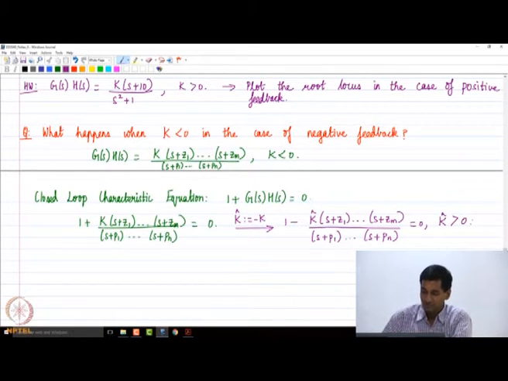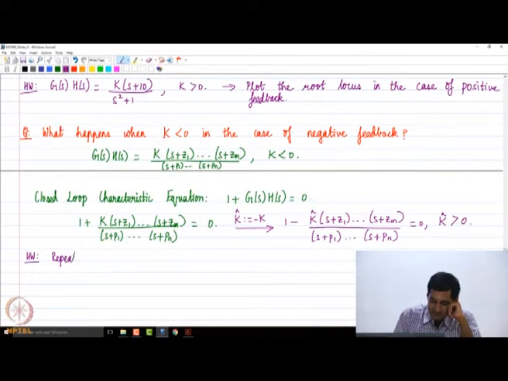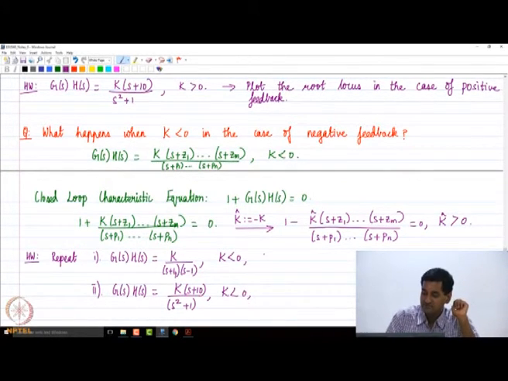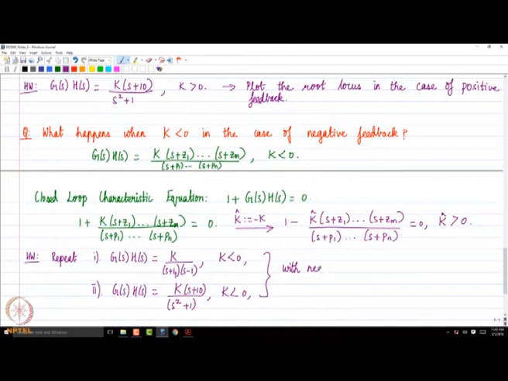So now using this, I want you to do the following as homework. Repeat problems 1 and 2. G(s)H(s) equals k times 1 divided by (s plus 4)(s minus 1), of course k being now less than 0. And the second problem is G(s)H(s) is k times (s plus 10) divided by s squared plus 1, k being less than 0, of course with negative feedback. Plot the root locus in this case.